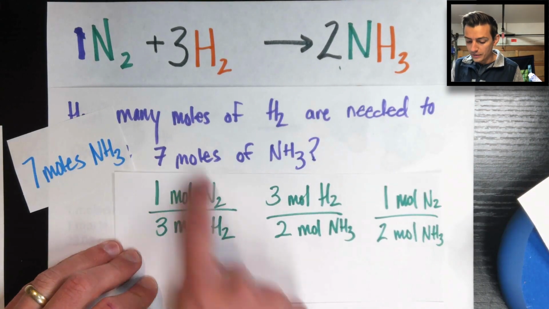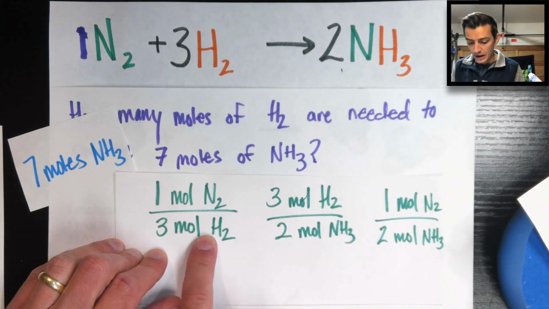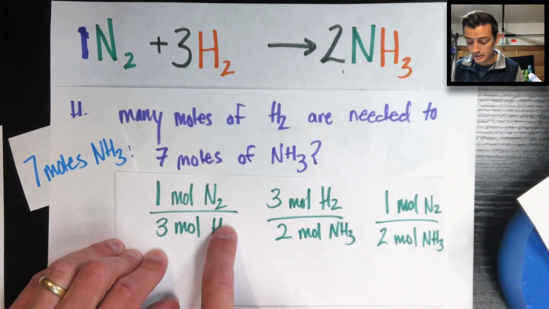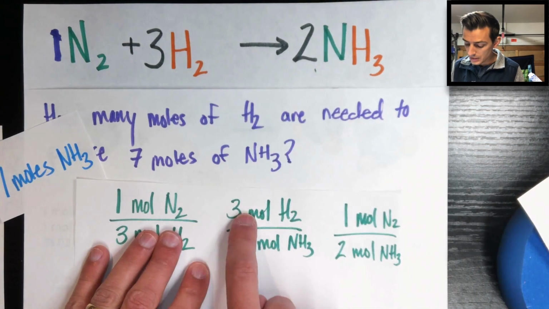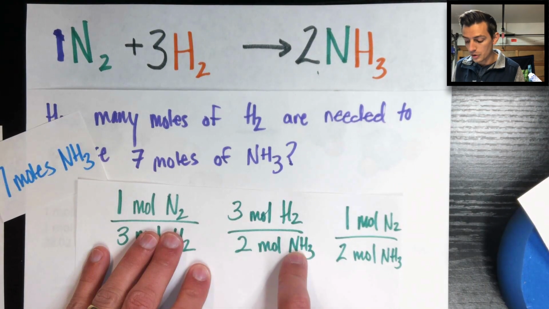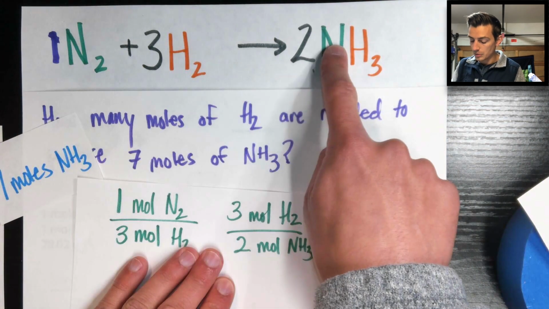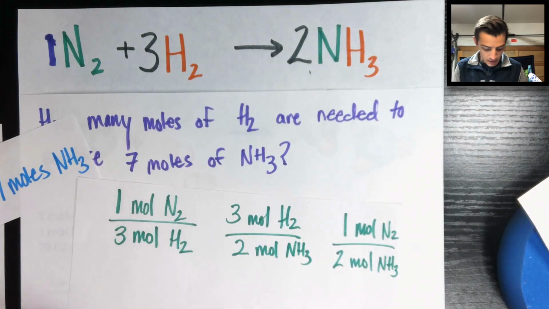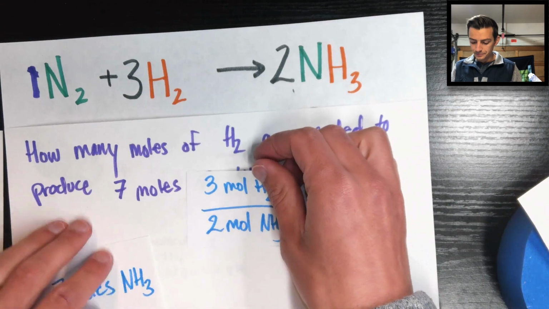So 1 mole of nitrogen is equal to 3 moles of hydrogen in this equation. I need 1 for every 3. Well, that doesn't help me. It has hydrogen, but it doesn't have ammonia in it. So which one am I going to use? Not that one. This one's 3 moles of hydrogen to 2 moles of ammonia. That one has both hydrogen and ammonia in it. So I want to grab that one. This one is the 1 mole of nitrogen to the moles of ammonia. It has ammonia, but it doesn't have hydrogen. So I don't want these. I want this one. So let's go ahead and we'll take that and bring it over.